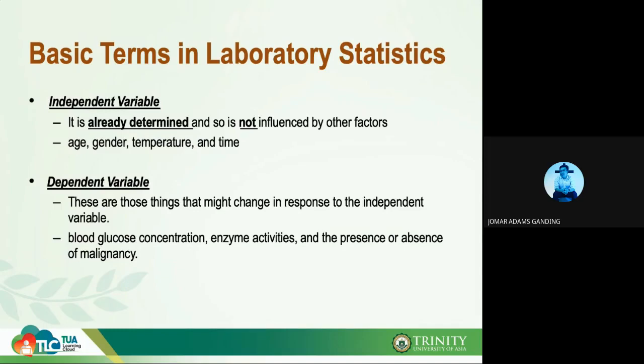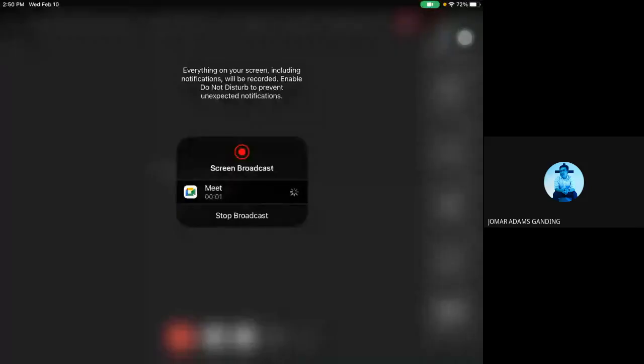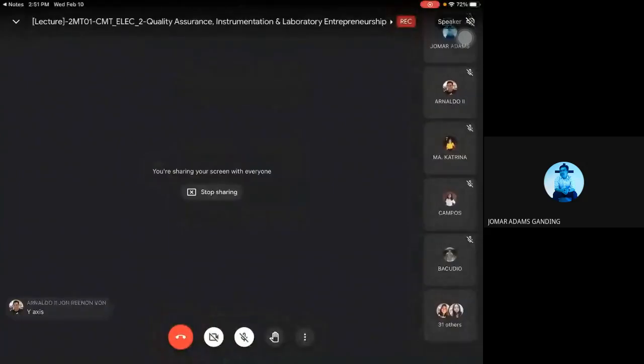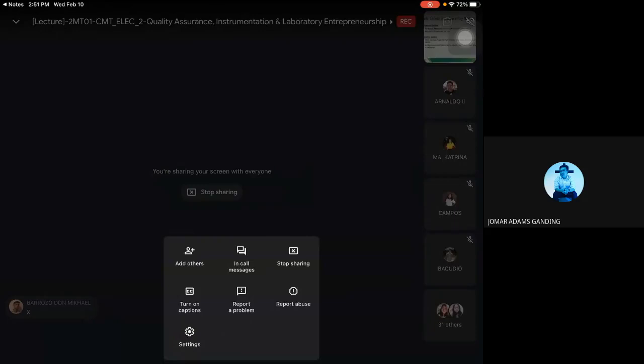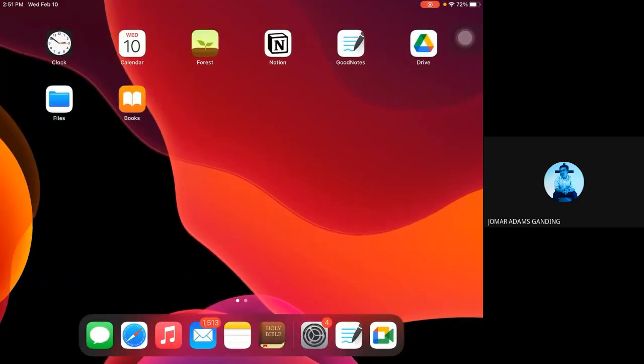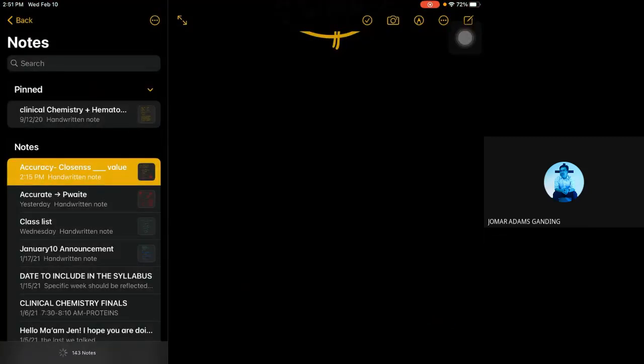Now it leads me to my question. Your independent variable can be seen in what axis? Is it the x or the y axis? Chat box, everyone. Where can I see the independent variable? Is it in the x or the y axis? Answers are what? X, Y, Y, X. Okay?